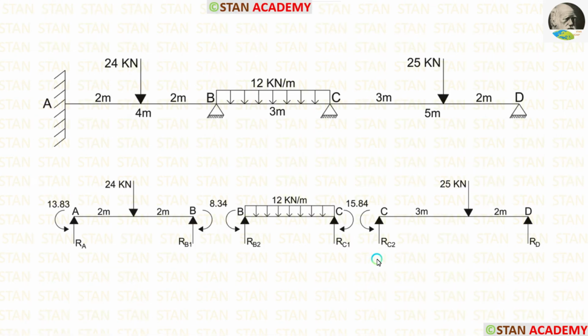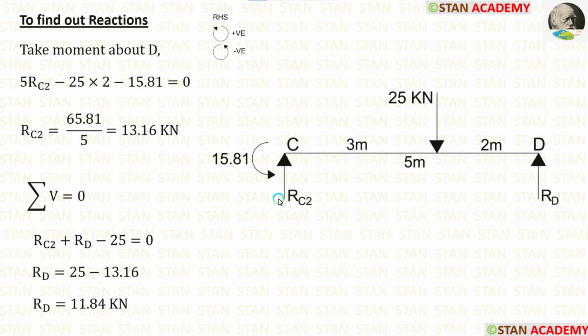Now, let us calculate the reactions in the span CD. In the span CD, there is only one moment, MC, which is acting in the anticlockwise direction. In this span, first I am going to calculate RC2. For that, I am going to take moment about D. RC2 is acting towards the point D in the clockwise direction, so it will be positive, and the distance is 5 meter, so 5 RC2.